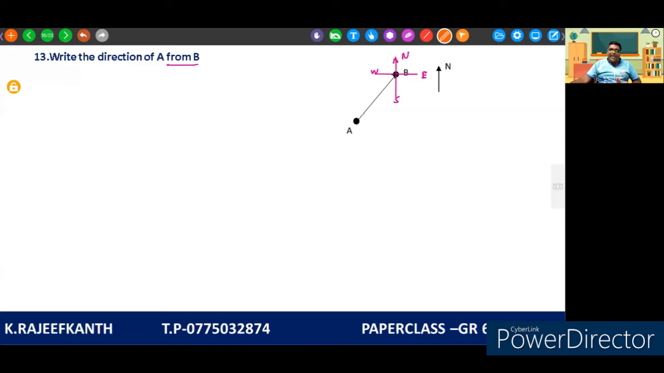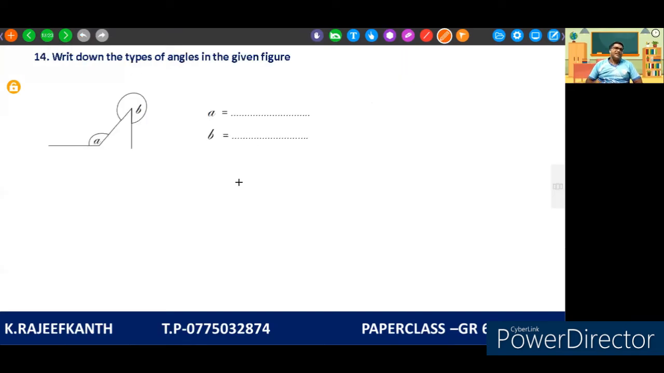Now here this is B, this is A. This A is between that west and south. Then the answer is southwest. Then what is the direction? So southwest, because that is between the west and south. Here we have to find the direction of A from B, right? Then next one, question number 14.